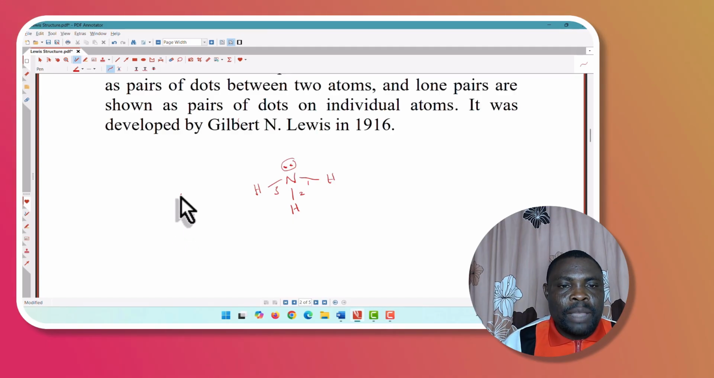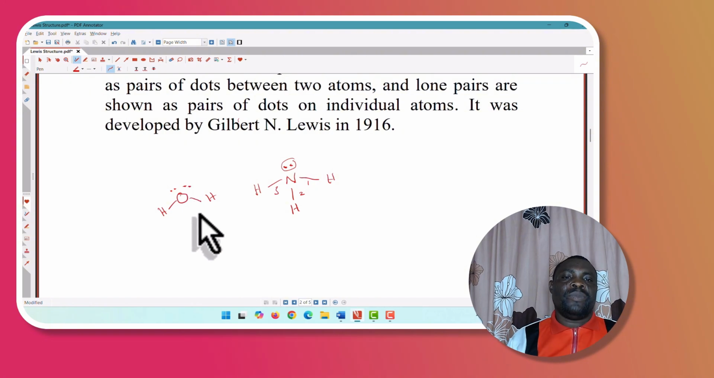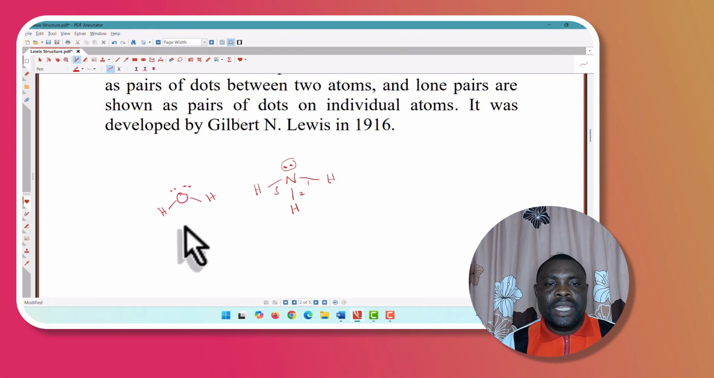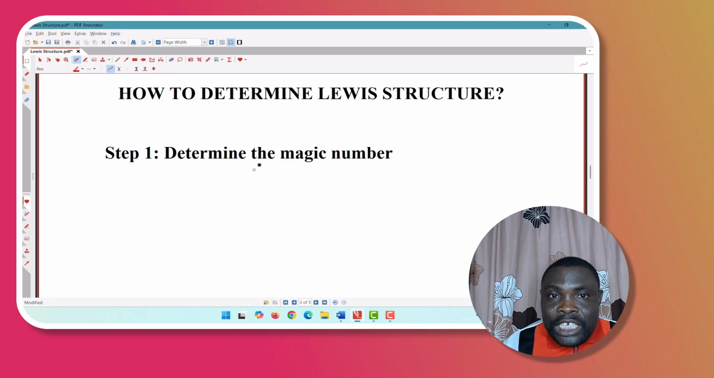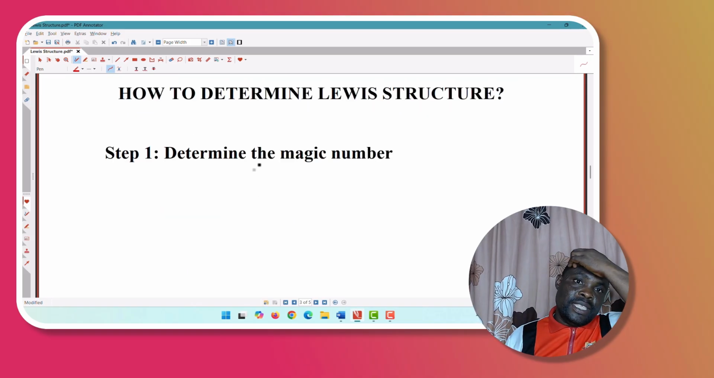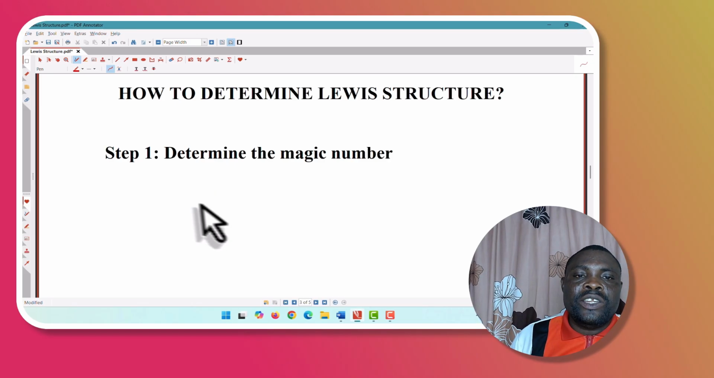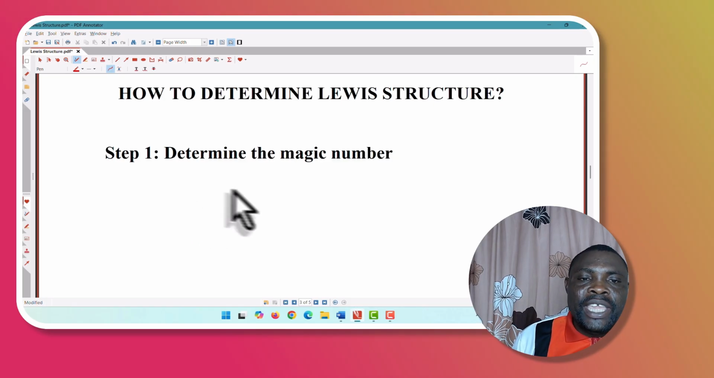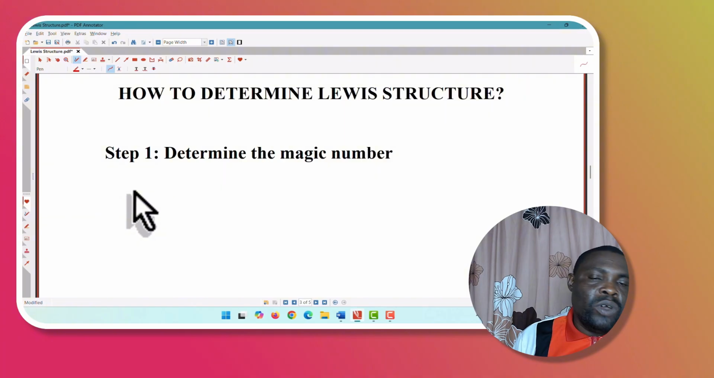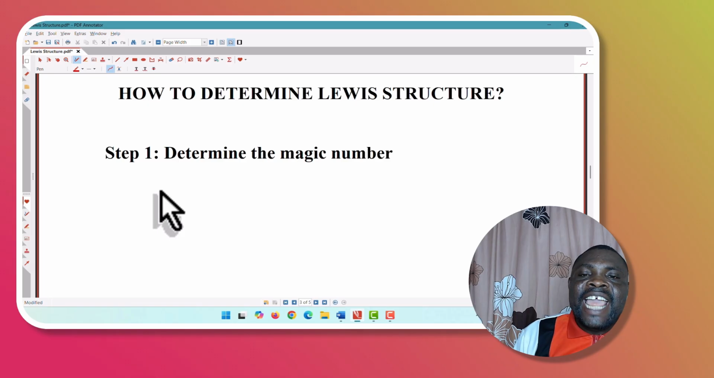Let's look at water, for example. Water has 2 bond pairs and 2 lone pairs of electrons. And these are common questions in exams. To determine Lewis structure, the first thing you will have to determine is the magic number of the molecule. Now, magic number simply means the available electrons in the molecule, or the valence electrons of the molecule or ion.